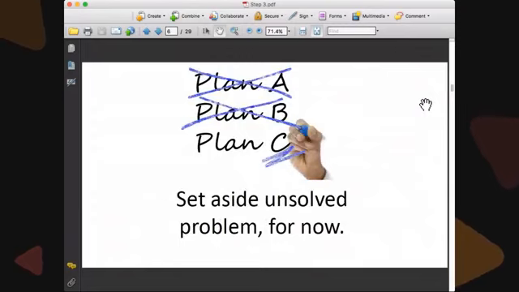And sometimes you might have to use a Plan C. And Plan C is when you have unsolved problems, but it's not a priority, or it's not the right time to work on that unsolved problem. So sometimes with Plan C, you have to put that unresolved problem to the side. And especially if things are heated, you want time for everybody to calm down, right?